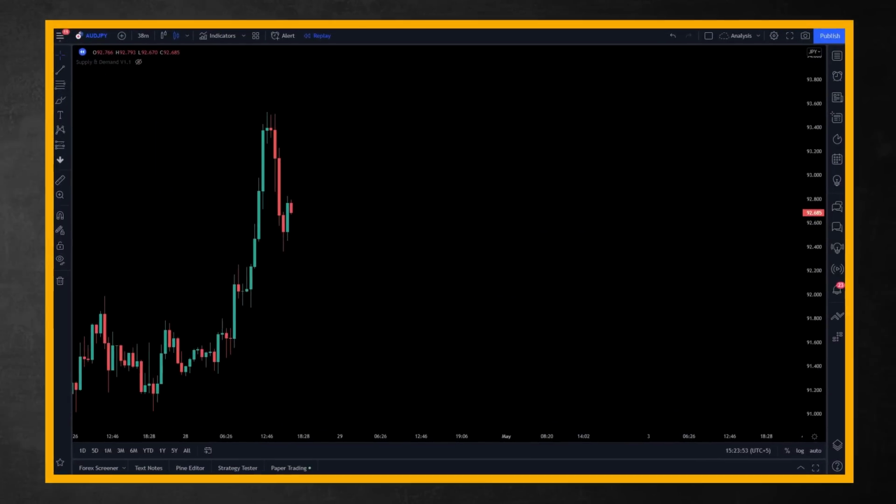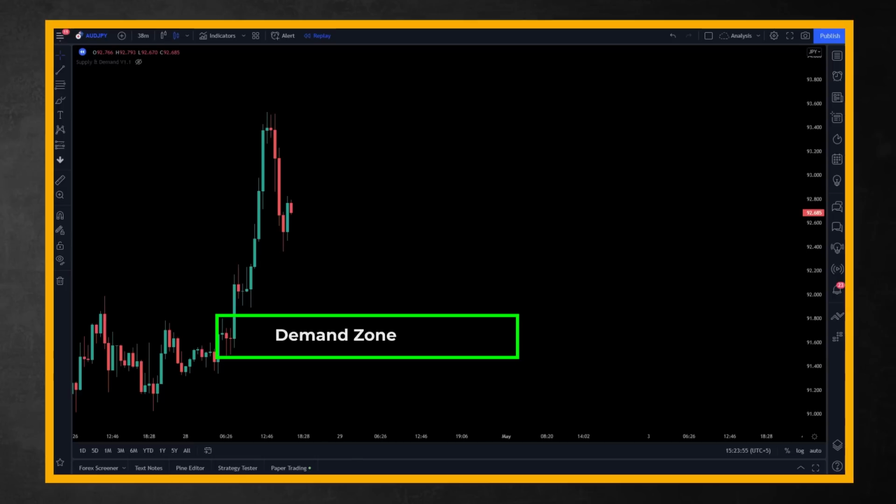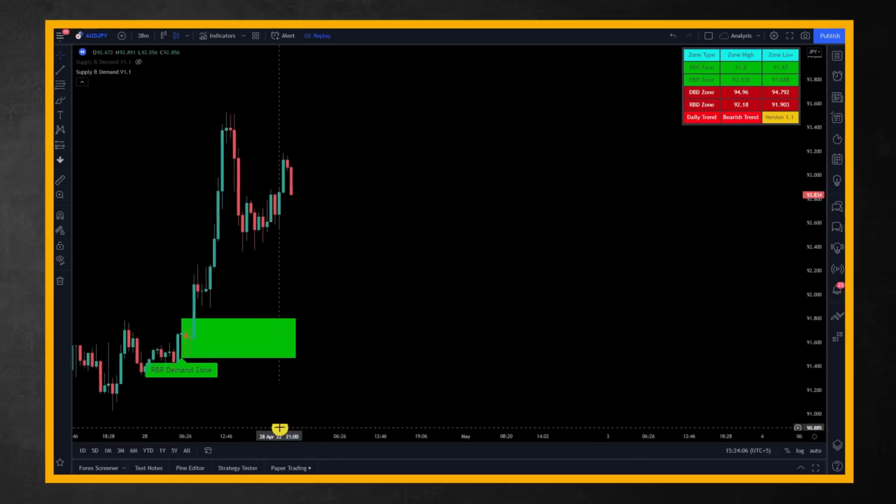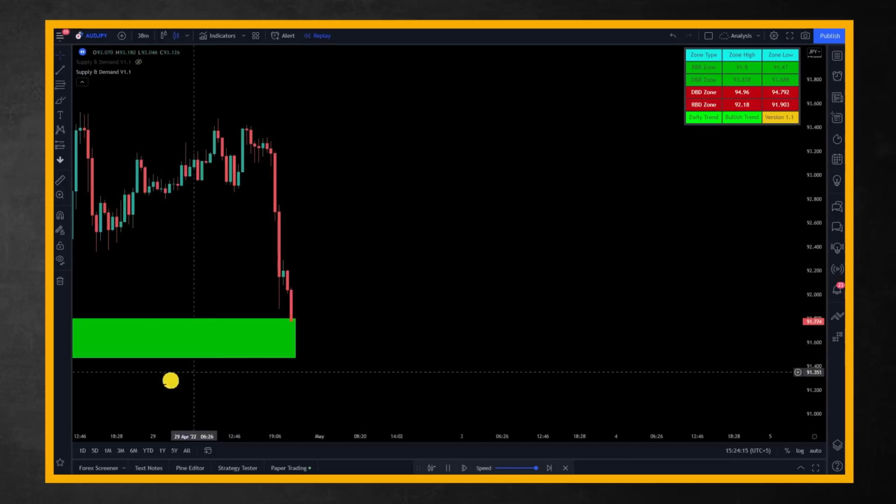To detect the supply and demand zones, there are two ways. One way is to detect the supply and demand zones manually, and the second one is that you can use the supply and demand zone indicator to detect the zones automatically on your charts.